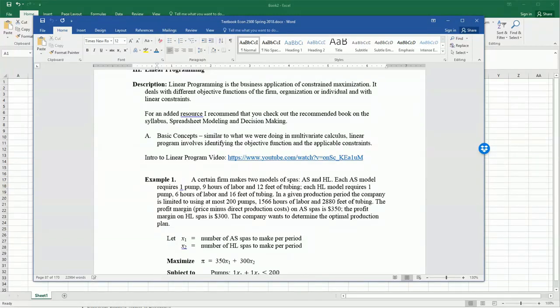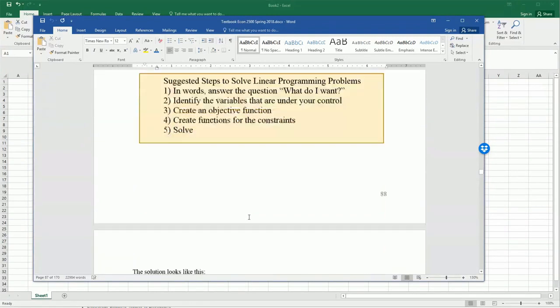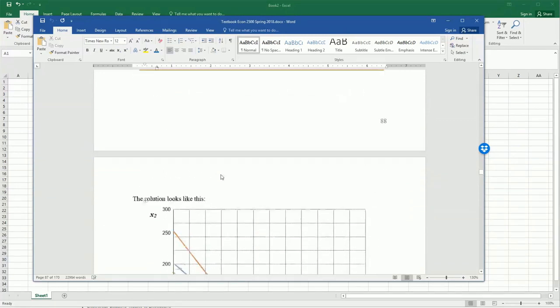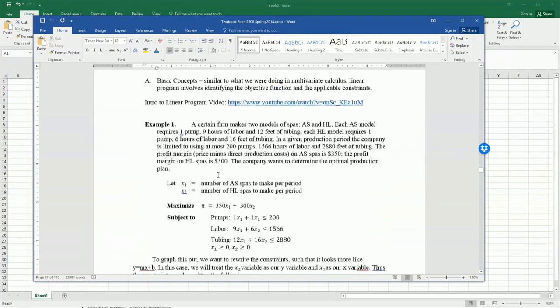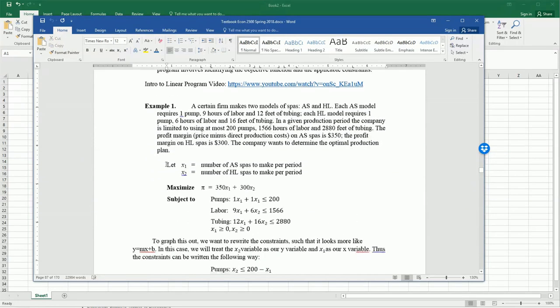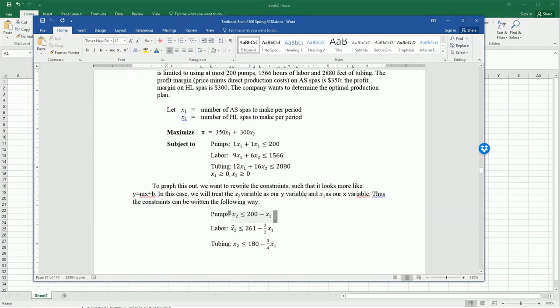I want to go over this example here, example 1. Now I realize it's worked out here and it's worked out graphically, and I kind of show the steps, but I want to walk through each step and explain graphically what we're trying to do. So what I'm setting up first is this example where we're trying to determine the number of AS and HL spas. So I'm going to go off the idea that you can write out the linear program, and now I want to get into this idea of how to graph it out.